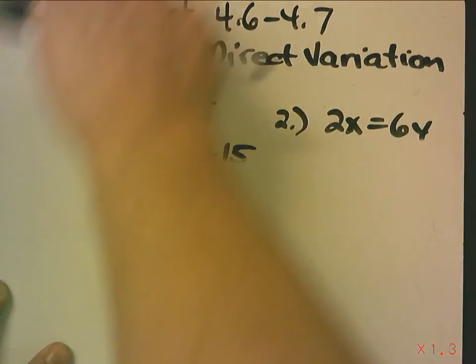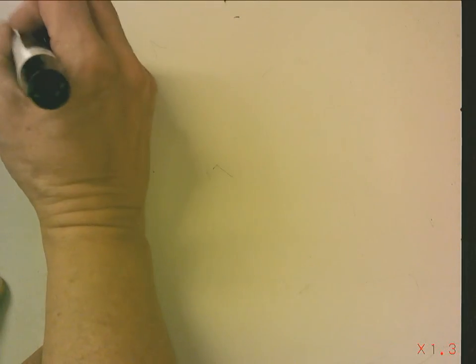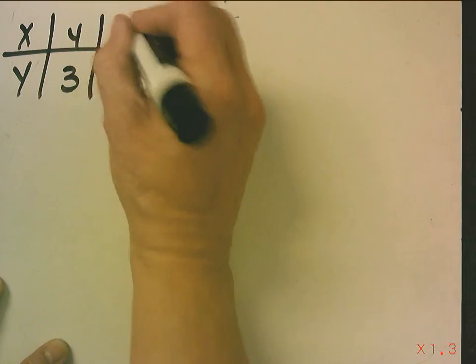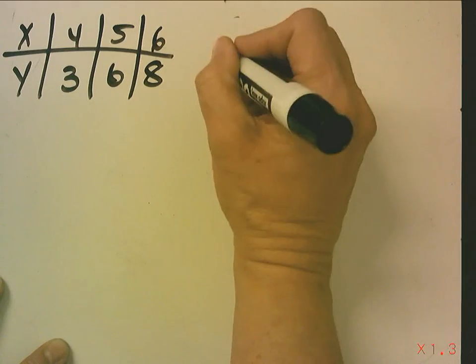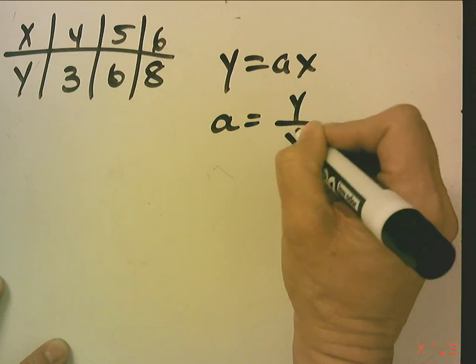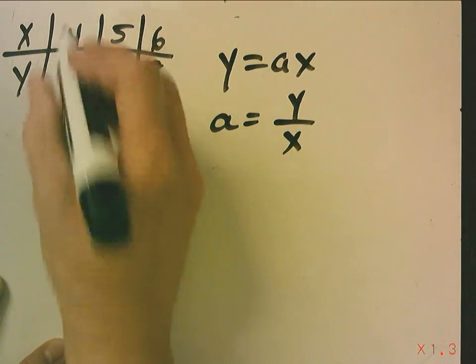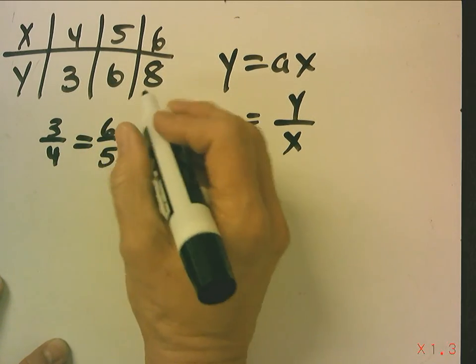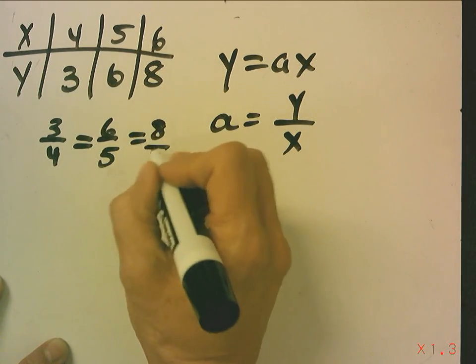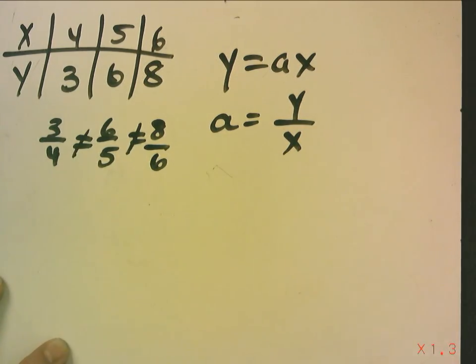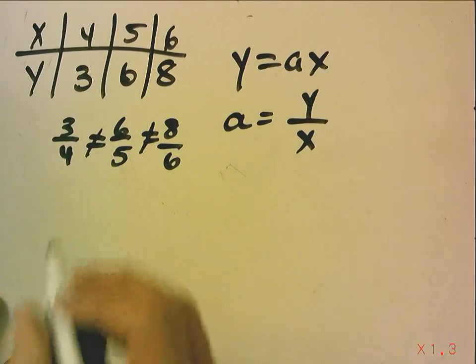Now, the next problem says, do these tables represent direct variation? Now, we know if it's direct variation that y equals ax or a equals y divided by x. So if I put y over x, 3 over 4, it should equal 6 over 5, and it should equal 8 over 6. So these do not equal, so this is not direct variation. So let's look at the next one.